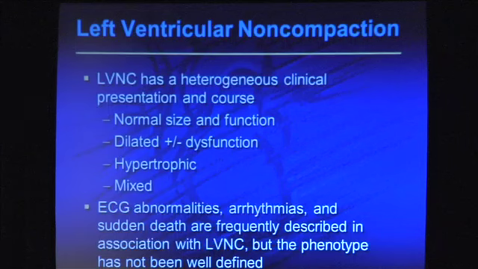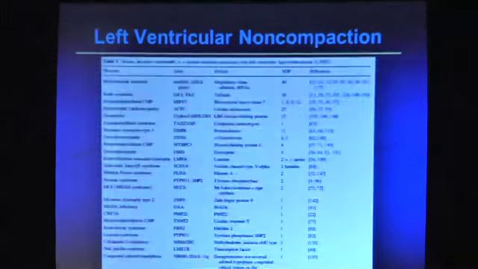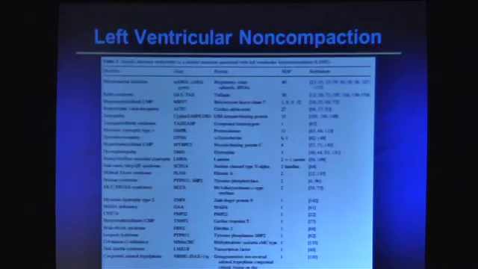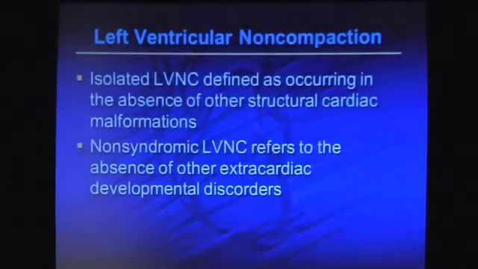It can become hypertrophic or thickened, or you can see a mixture of these different phenotypes. We know ECG abnormalities are quite common in people who have true LV&C. Probably 80-90% of patients with really documented LV&C have some electrocardiographic abnormality. And I apologize, this may be difficult to appreciate, but this is a list, not completely exhaustive, of known genetic triggers for LV&C.